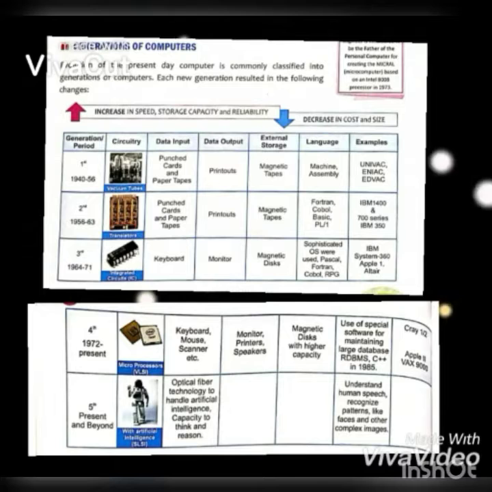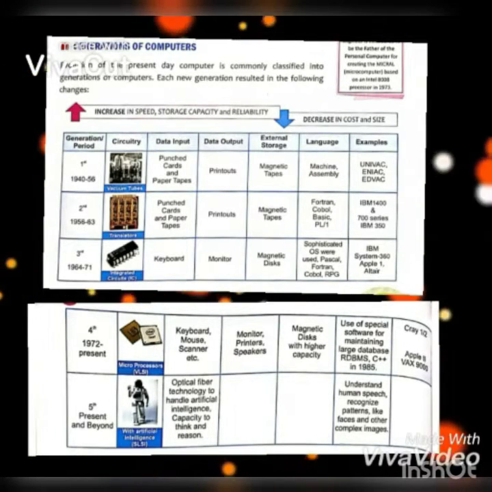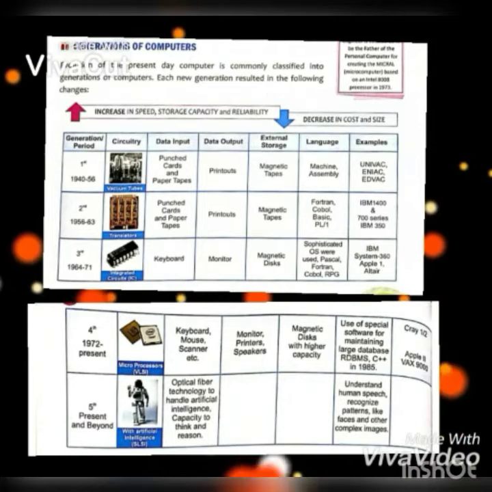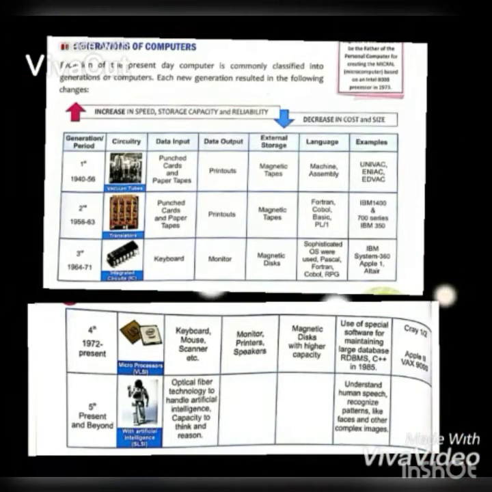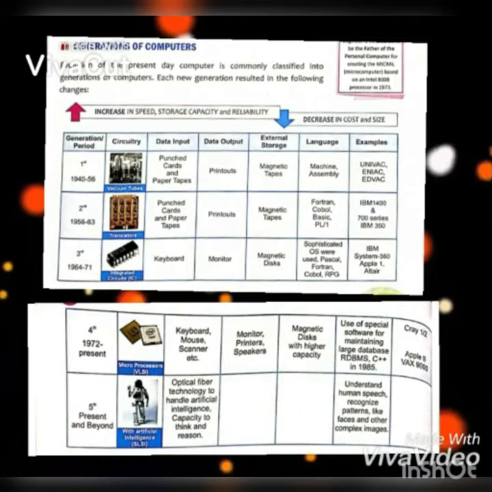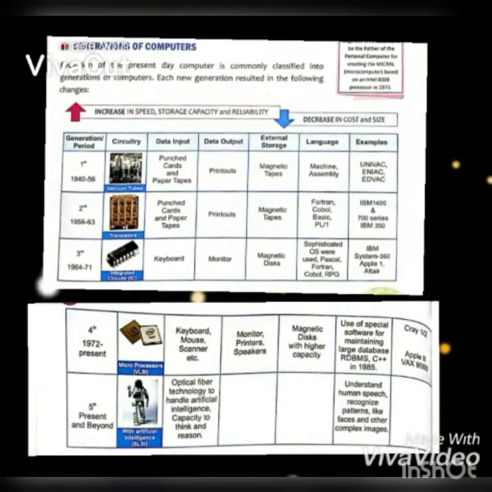The 5 generations of computers have been classified on various parameters like circuitry employed, data input modes, data output modes, material used for external storage, language used for programming, etc. The primitive generation is called the first generation and the most advanced generation is the fifth generation. So we can very well assume that with the increase in advancement, the generation number also increased.